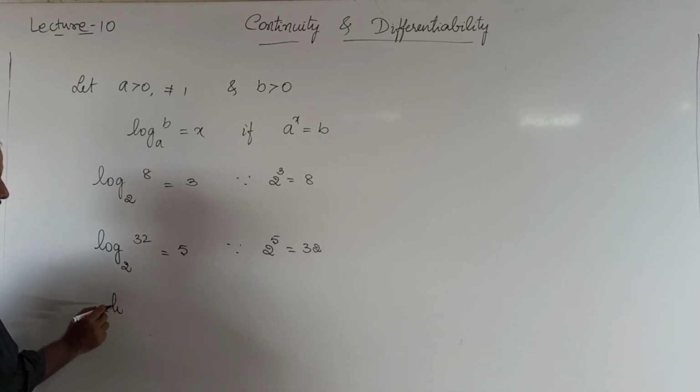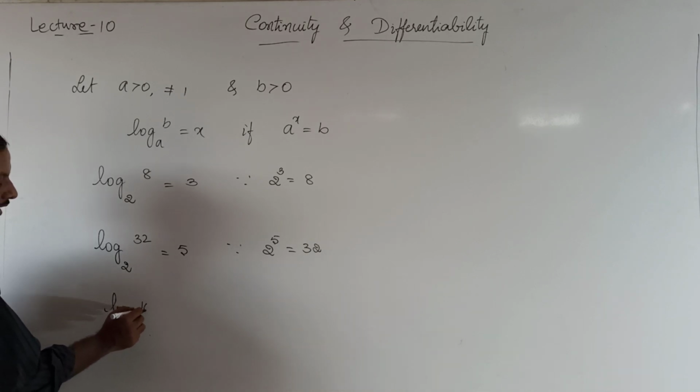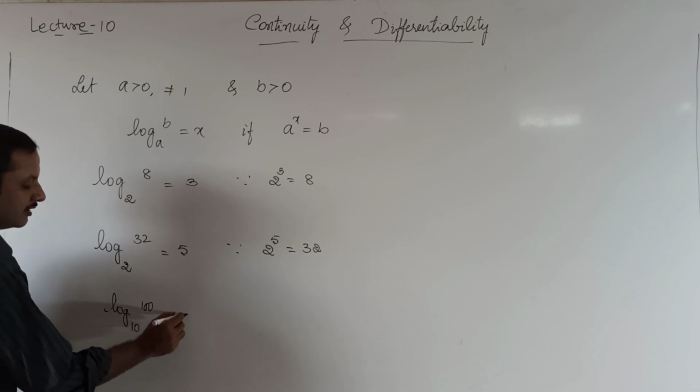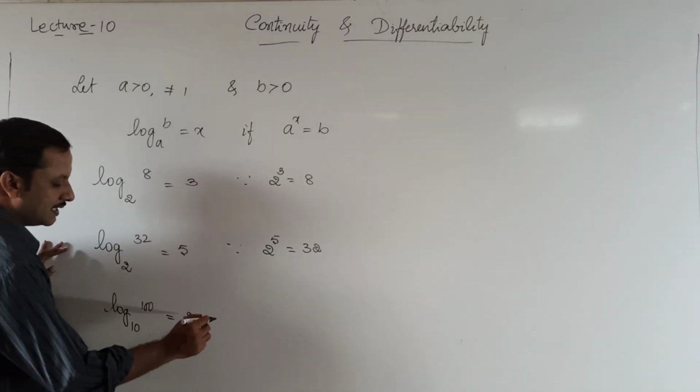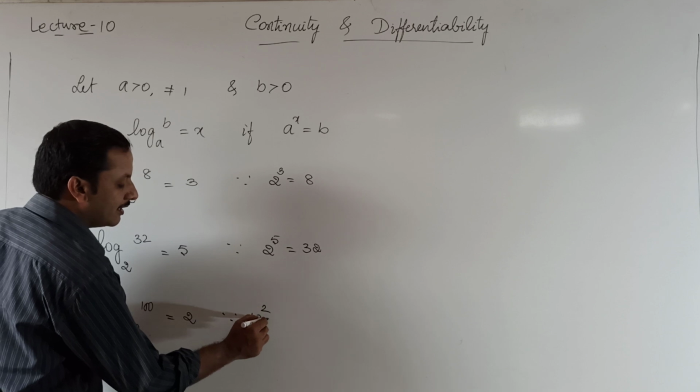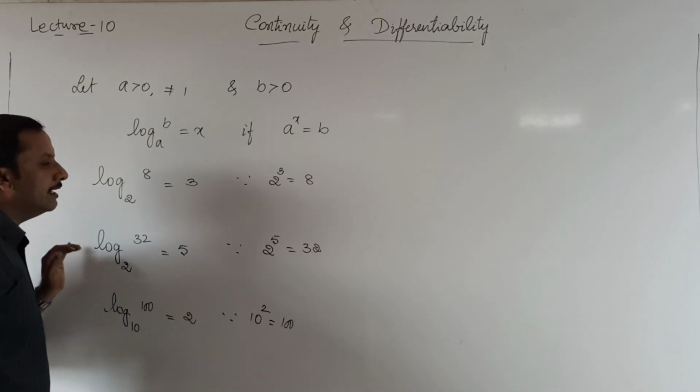Then log 100 to the base 10 is equal to 2, since 10 square is equal to 100.